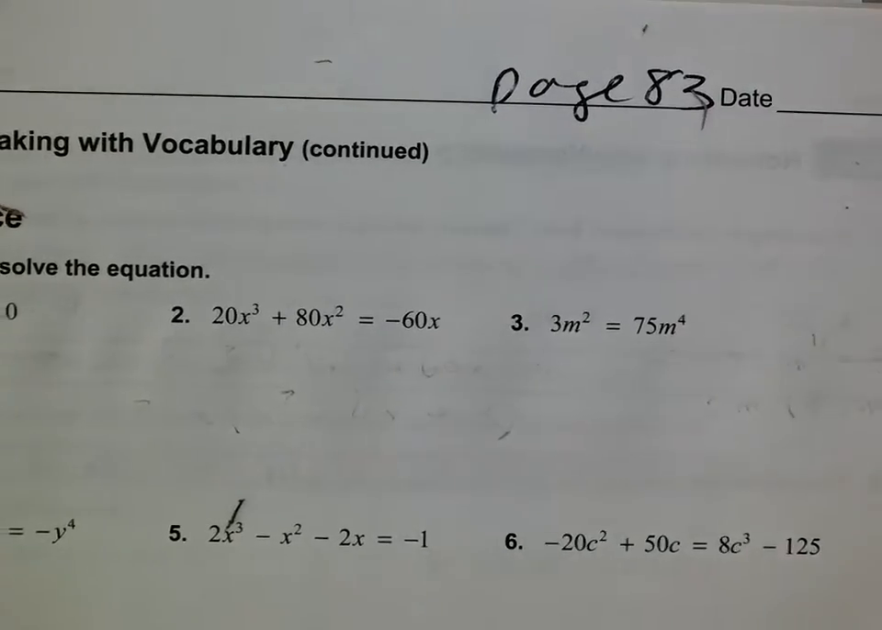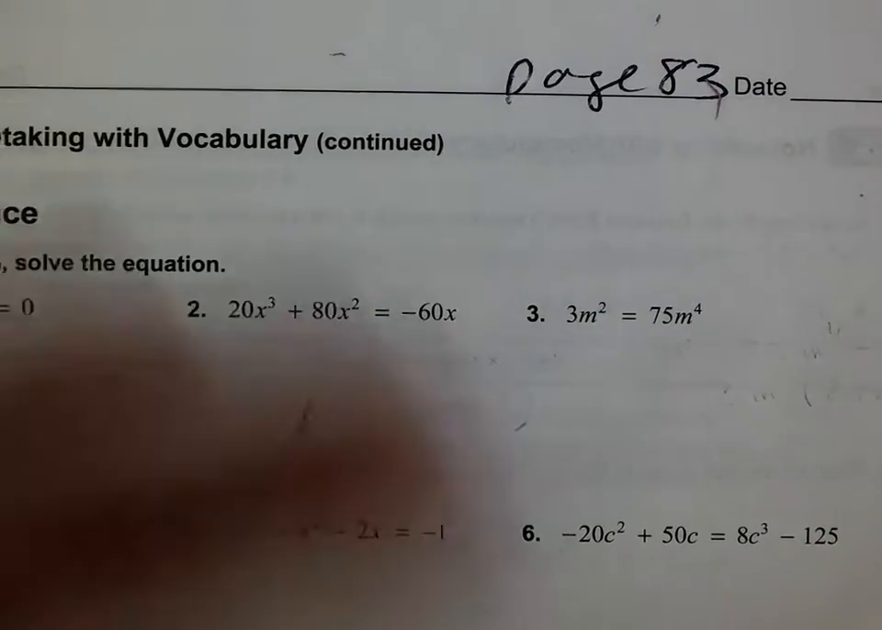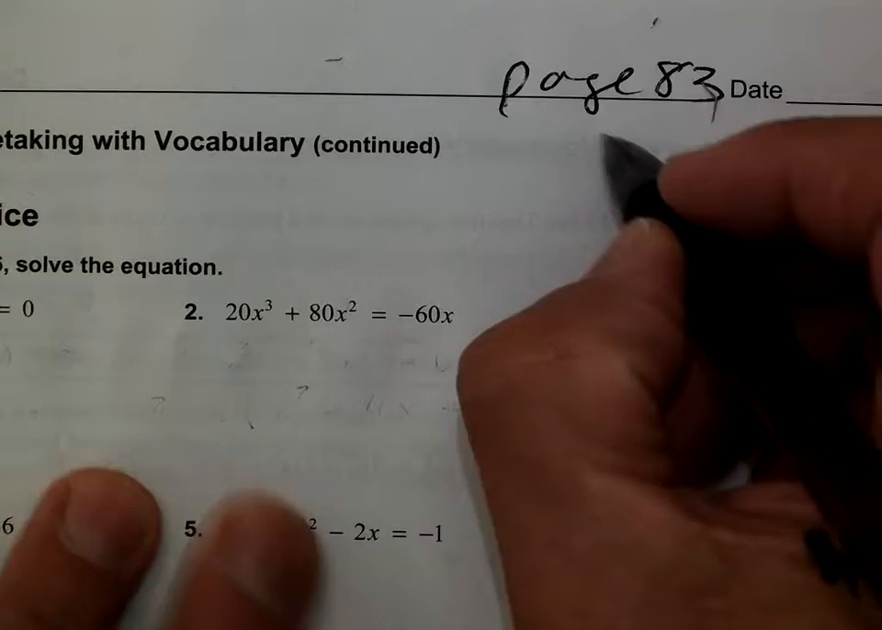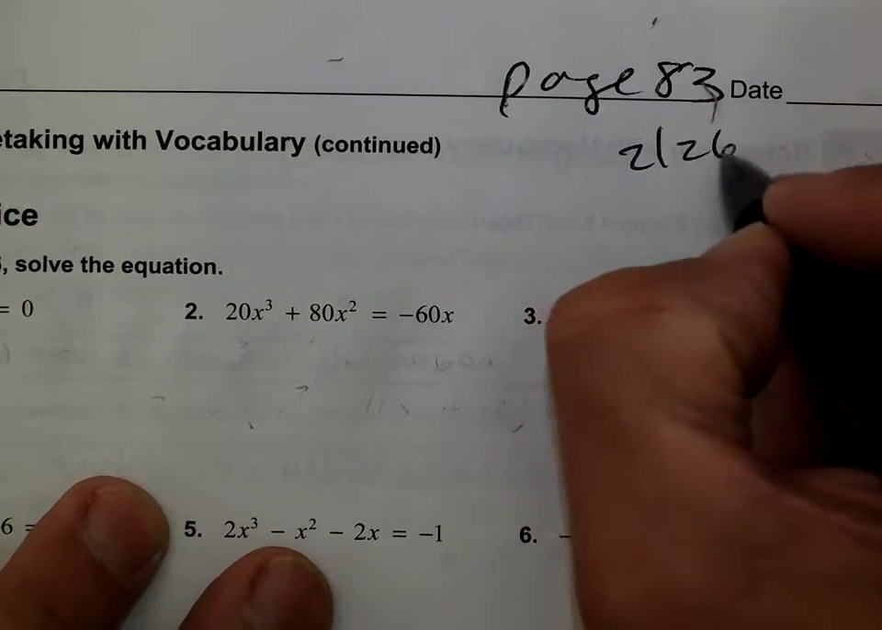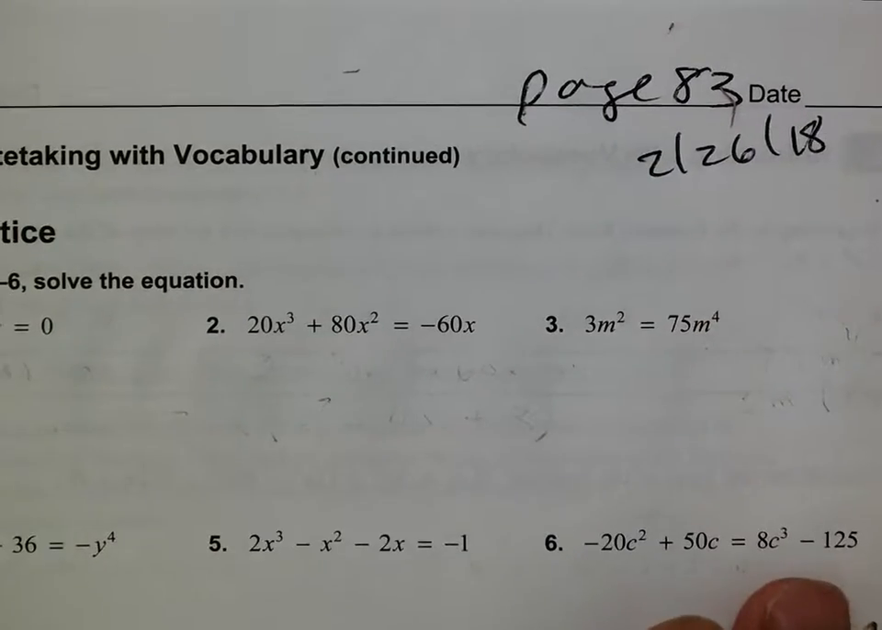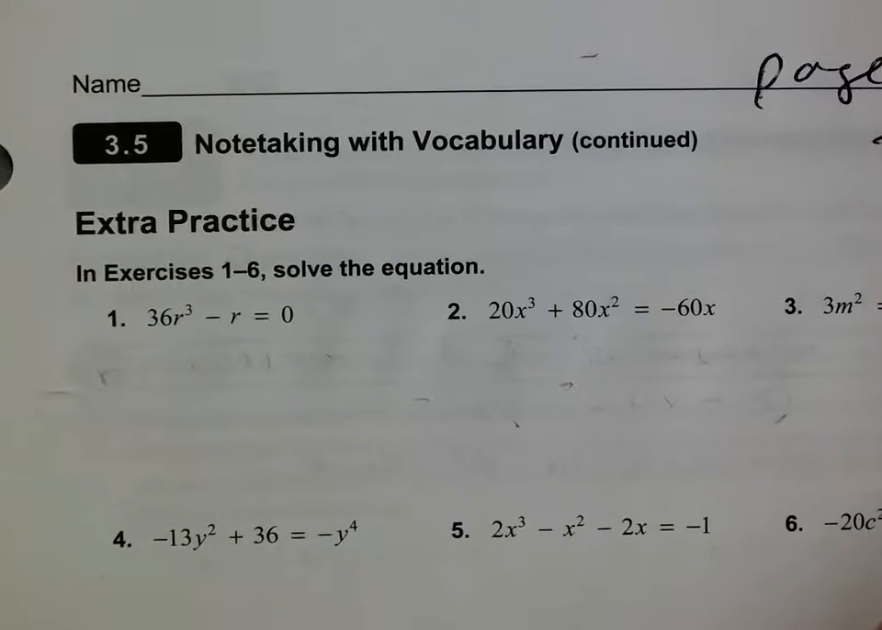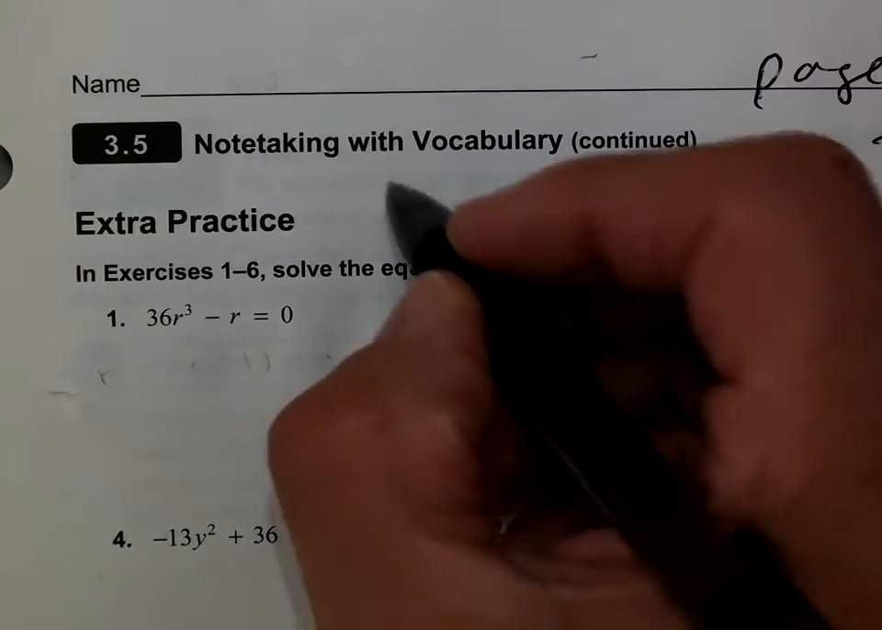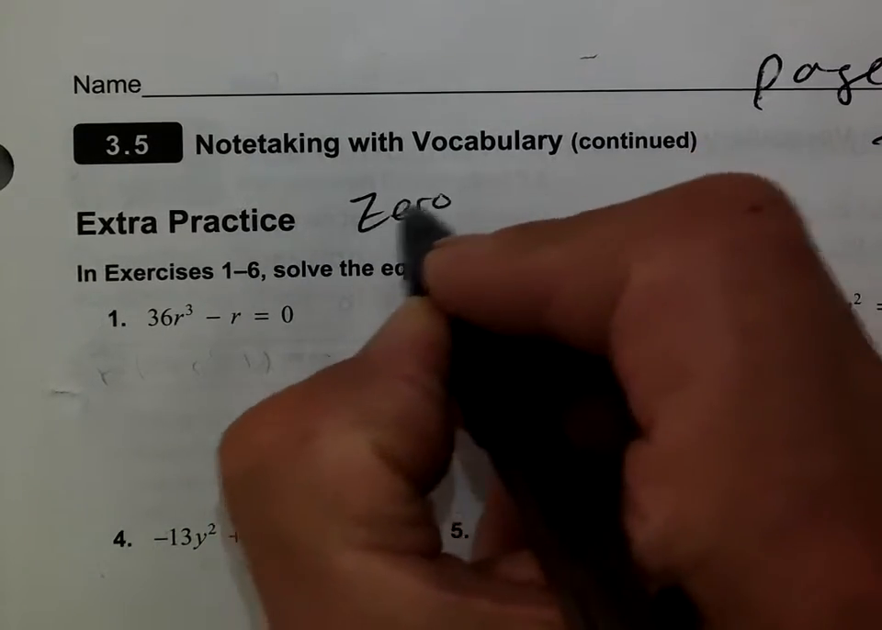Today is solving polynomials, okay? So page 83, 226, 18. All right, so before we do a whole lot to solve each equation, what we're finding is zeros.